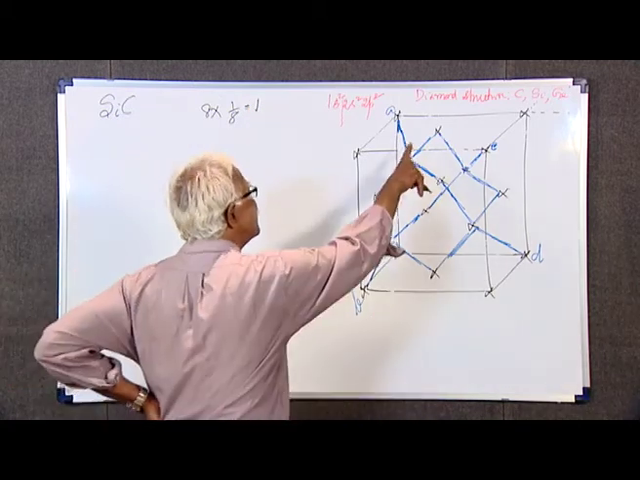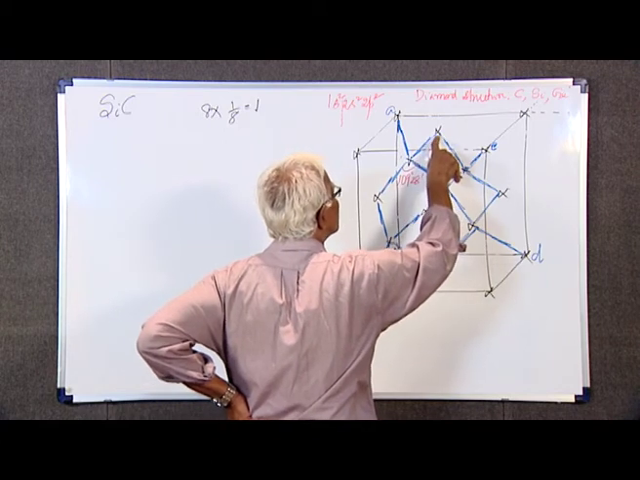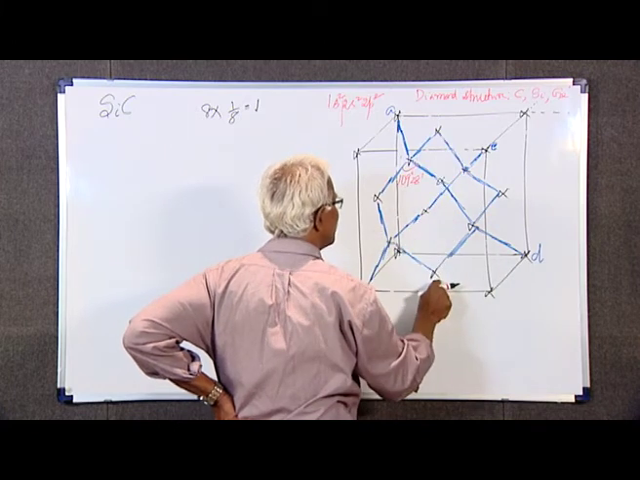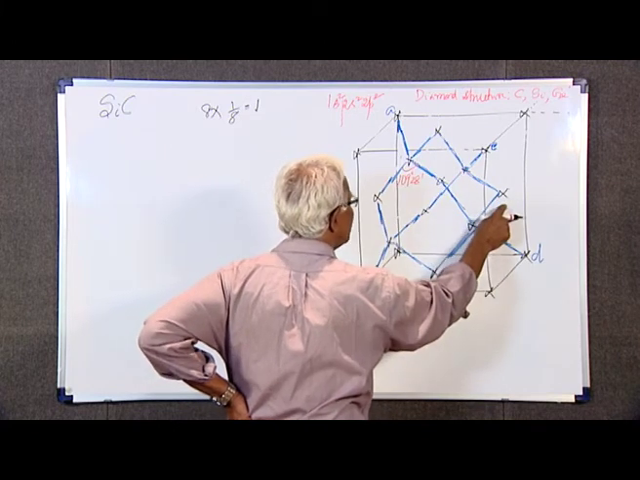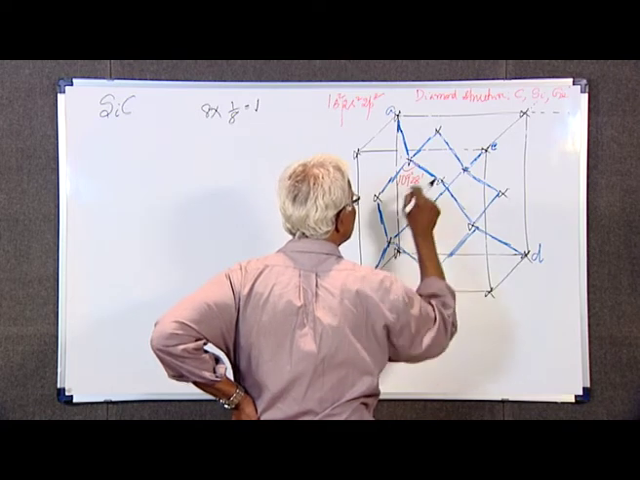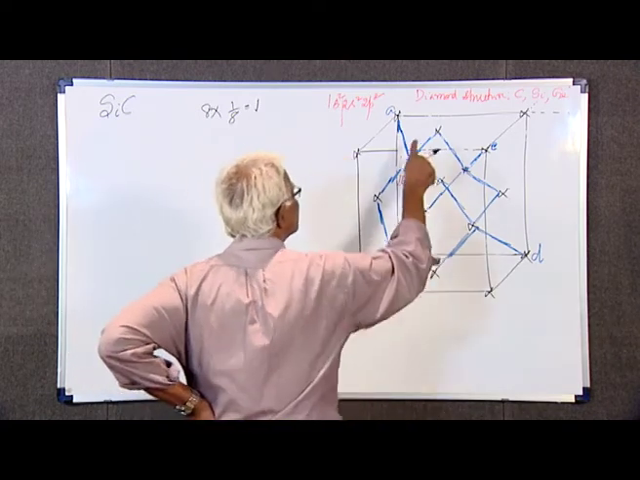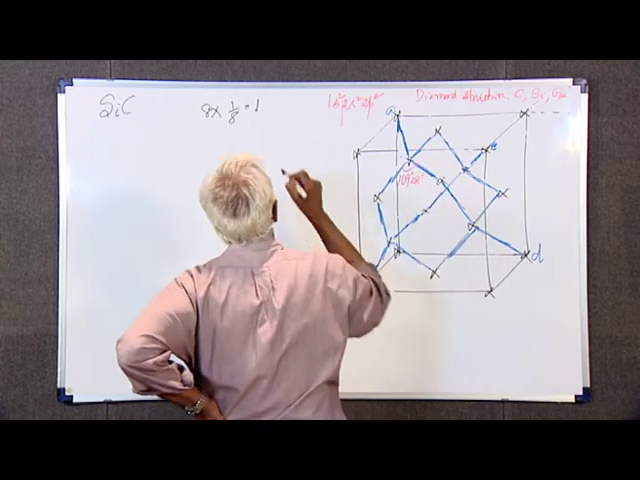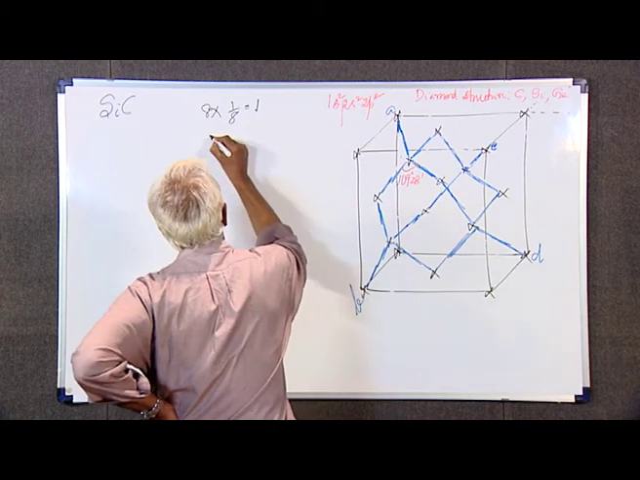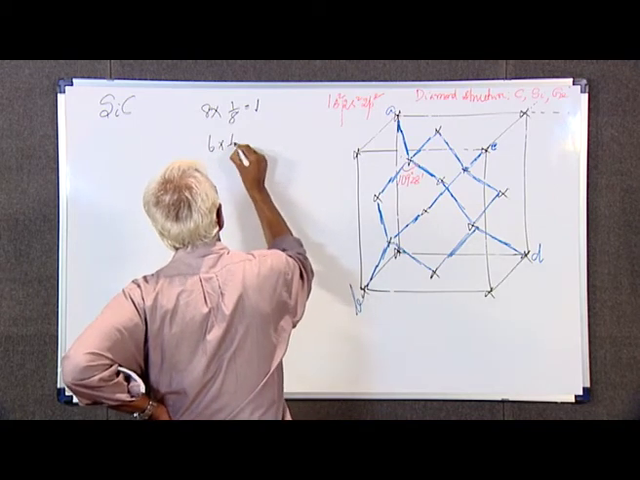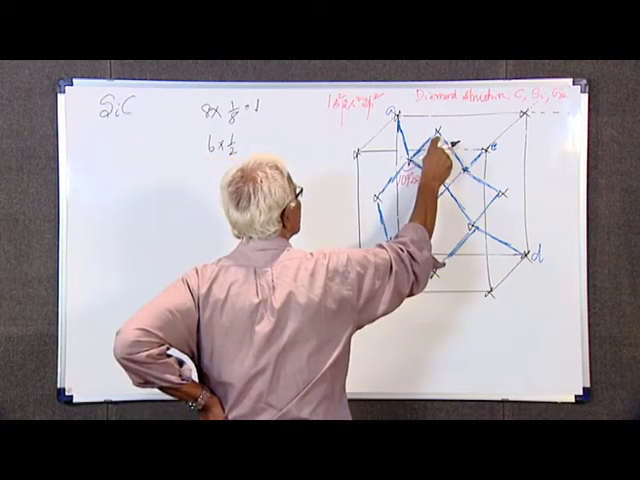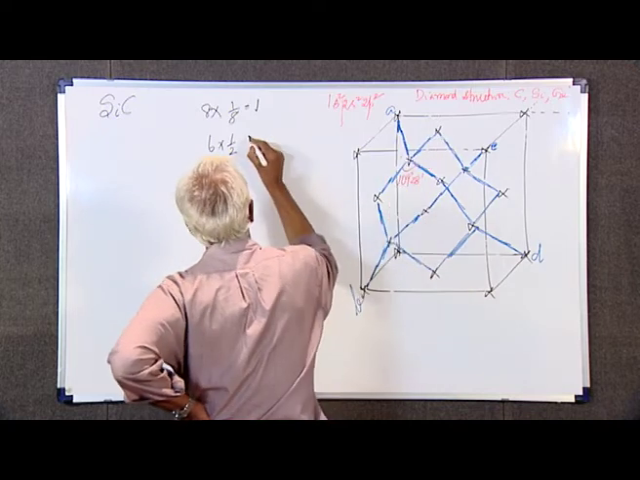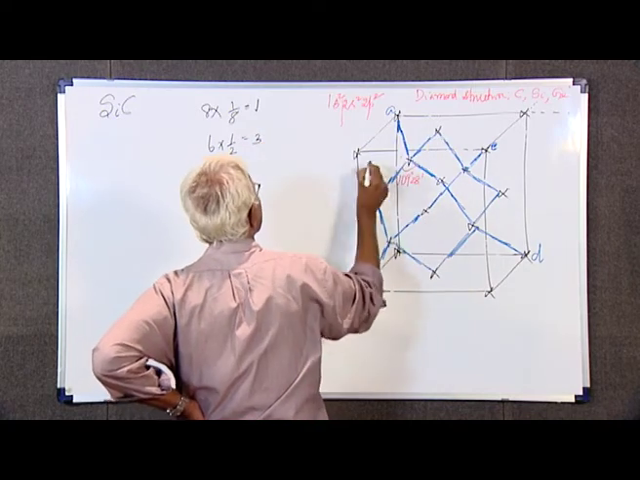Now, as far as the face center atoms are concerned, 1 face center of top face, 1 bottom face, left face, right face, front face, face behind, 6 faces. Each is shared by 1 below, 1 above, 2. So, 6 into half, each contributes only half of its might because of sharing by 2 neighbors. So, this is 3 in total.